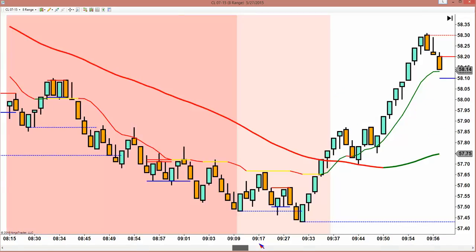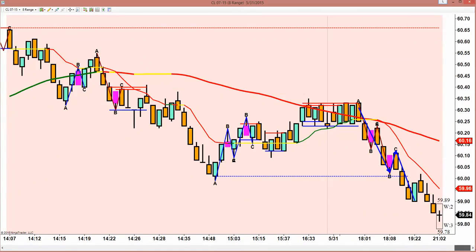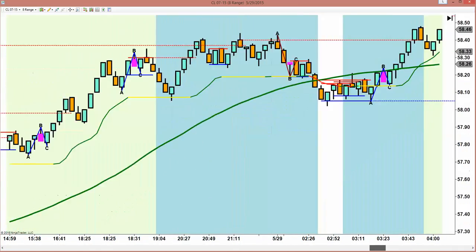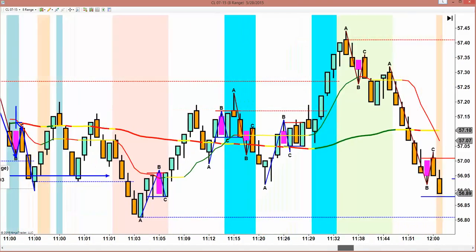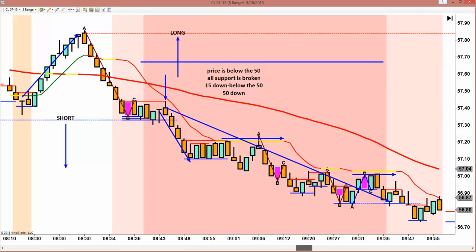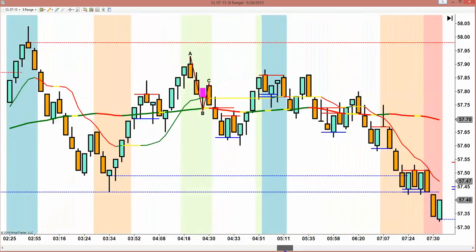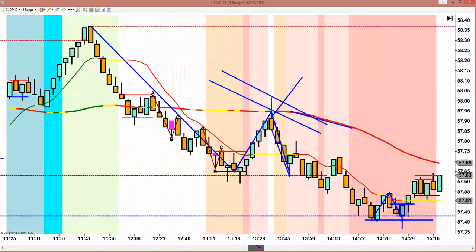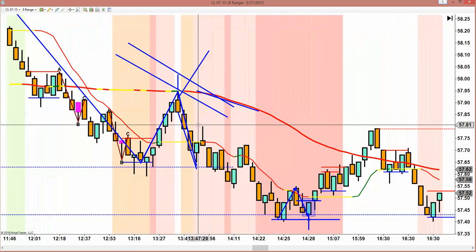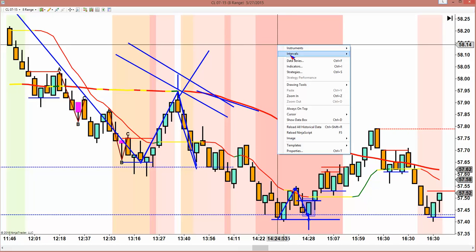Let me see if they're still on the chart. You know what? You know why they're not here? Because I kept reloading the template. And when you reload the template, it takes out your trades from last week. But I had some great trades out of consolidation. Now here's the last thing I'm going to show you. There's still more nuance to it.